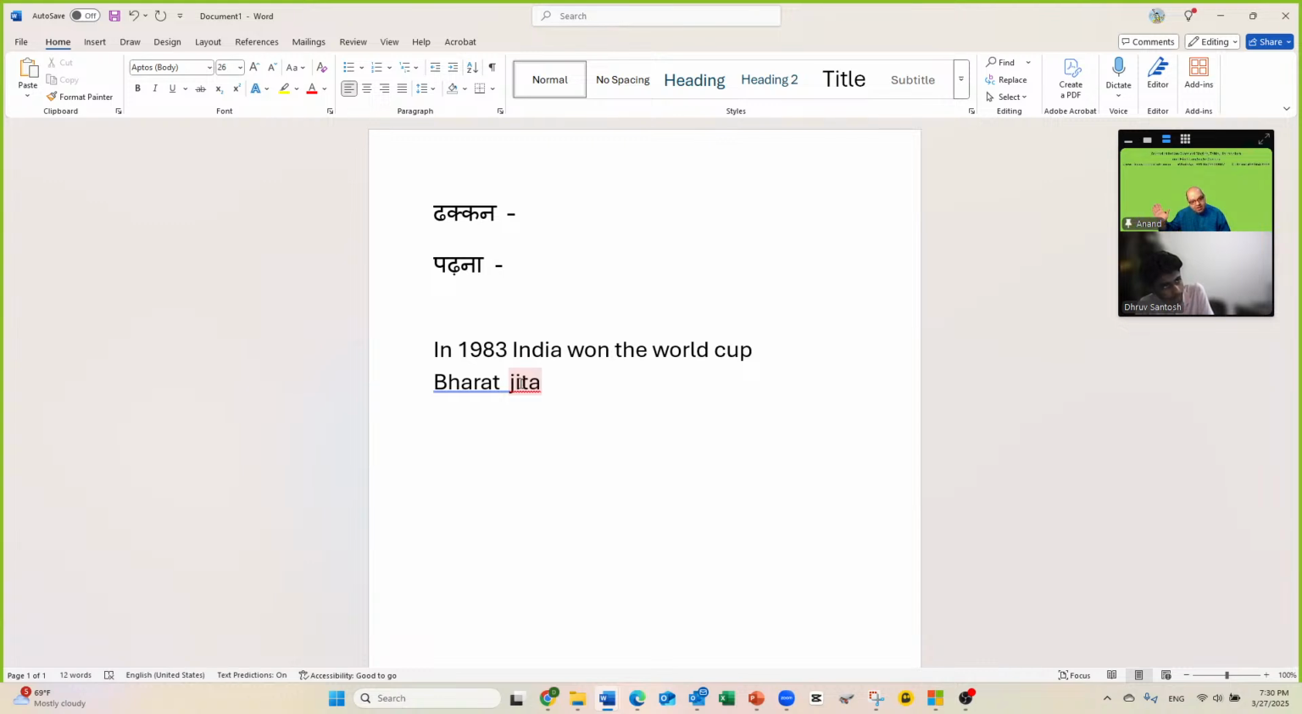1983, so past. When it's past, we simply add tha after that. If it was present, we'll say hai. If it's future, what do you say? Hoga. Future will always end with ga. So instead of jeet, it will become jeetega. It will end with ga or ye.